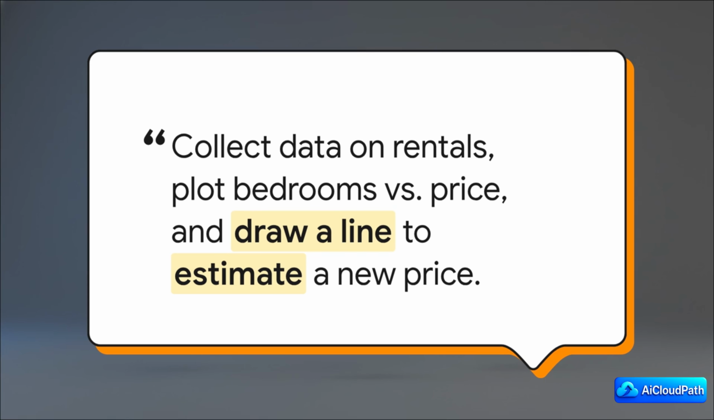Let's make this real. Say you want to set a rental price for your vacation home. What you do is gather a bunch of data on other local rentals, their price and how many bedrooms they have. You then plot all that data on a graph and have the model draw a line that best fits all those points. So now you can just find your 3-bedroom house on that line and see exactly what price the model thinks you should charge. Simple, direct, and completely supervised.